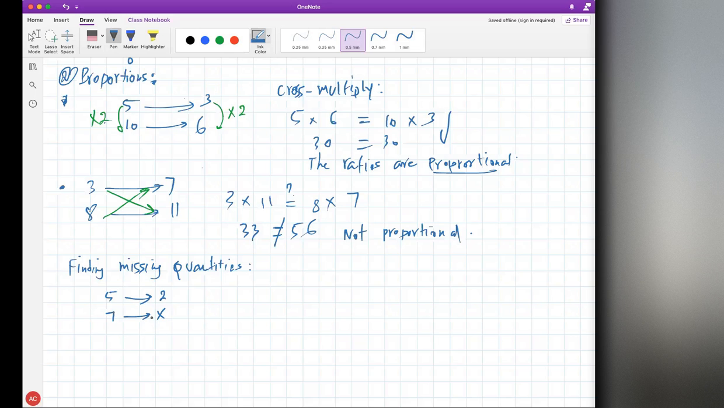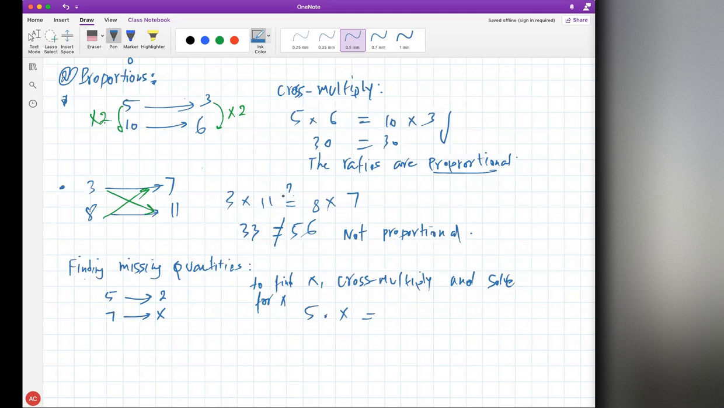So to find a missing number in a proportion, we need to cross multiply. Before, we cross multiplied to check the proportionality, but here, to find X, we cross multiply so we can turn this into an equation and solve for X. So we're going to multiply these two together. So again, 5 times X.